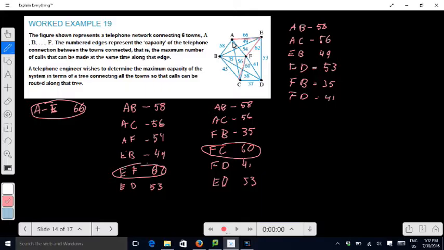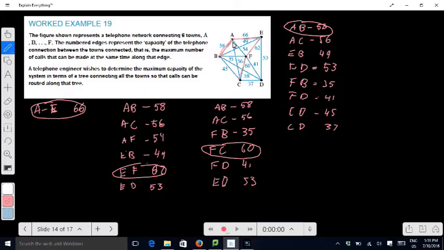From C, I can go to B, which is 45, and from C to D, which was 37. So in this case, A to B is going to be the best one there. So I do want that one now.